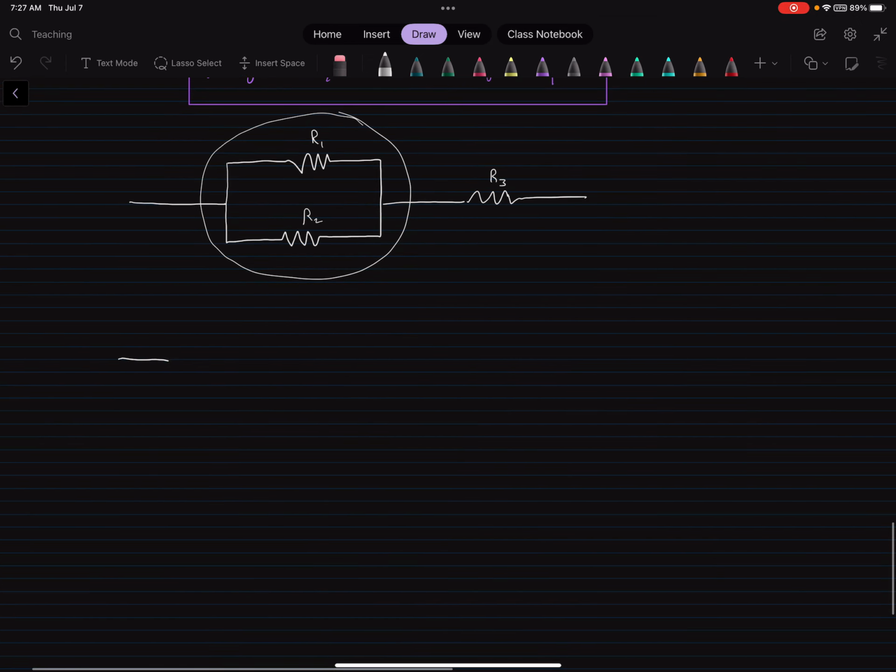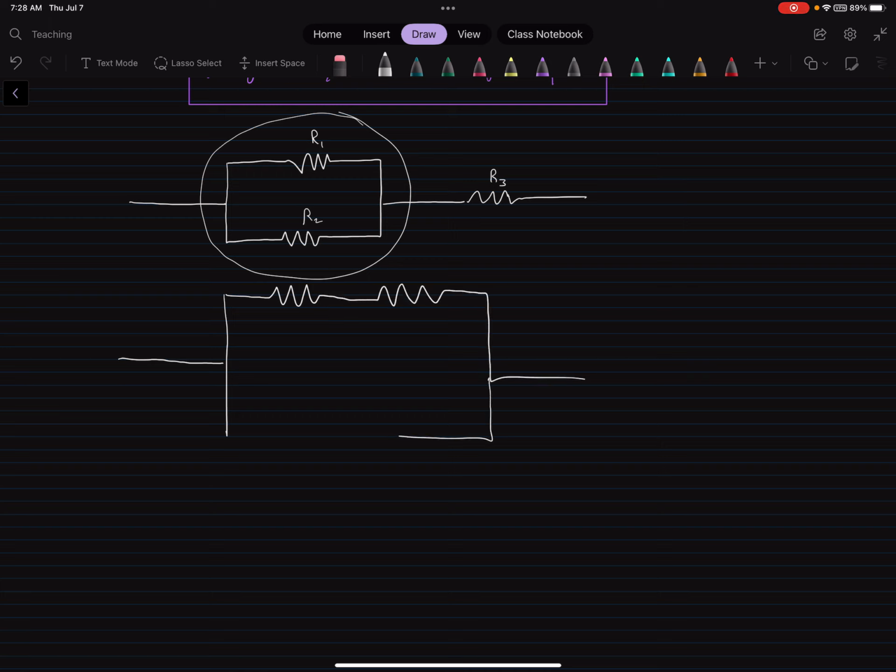Alternatively, here's another example. There are obviously infinite possibilities, but I'll go through some. If you have two resistors here, it continues on, and then you have maybe one resistor down here. We'll call this R1, R2, R3. So R1 and R2 are in series with each other. Their combination, or you can say both of them, are in parallel with R3.